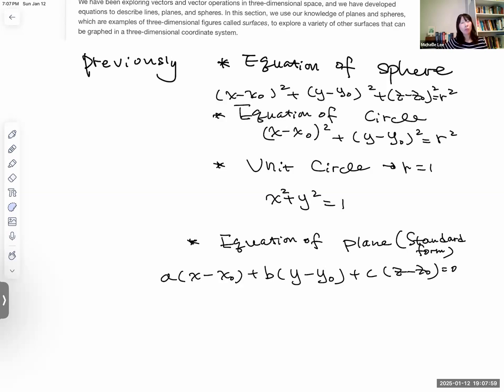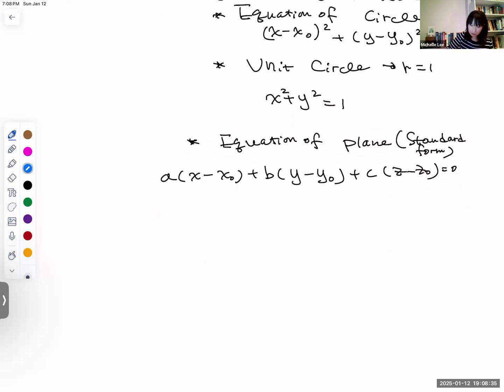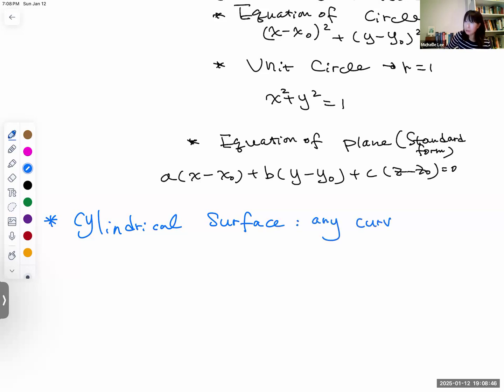And we have an equation of a plane. We just did the last section. So we have that equation, right? And then from there, we can make general form, right? So let me write down this one. Okay, how about this? Cylindrical surface. So we learned from the Calculus 2 cylindrical shell, right? So any curve can make cylinder, right? So we have a cylindrical surface. Any curve can create cylinder.